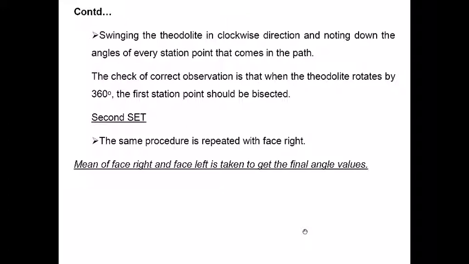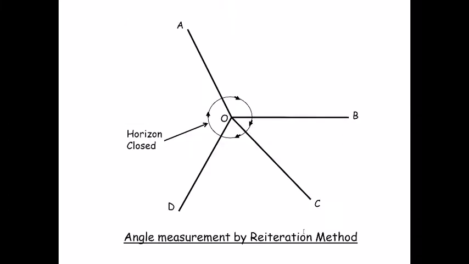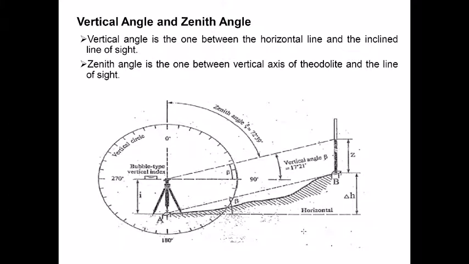And this is where the face left and face right come in. It is usually recommended to take the readings using both the faces. So that really tells you about the condition of the instrument. If the instrument gives you the same readings from both the faces, that means the instrument is working fine. So the face left and face right are basically conventions that we use. So that was all about the horizontal angle measurement.